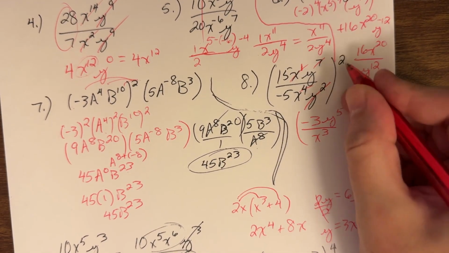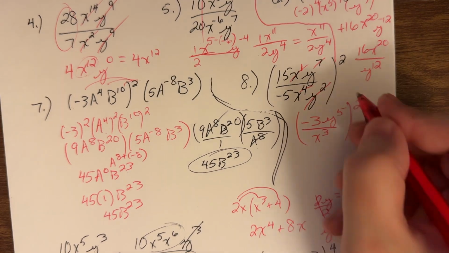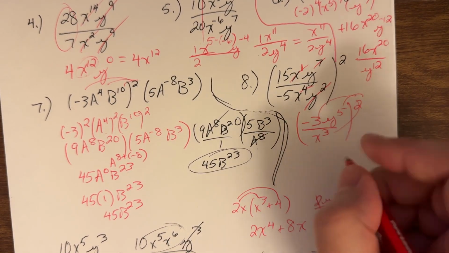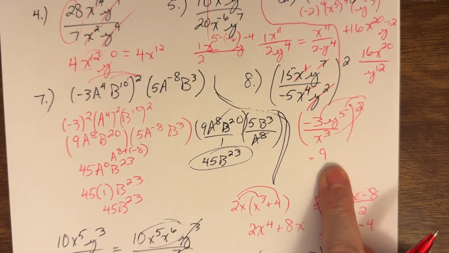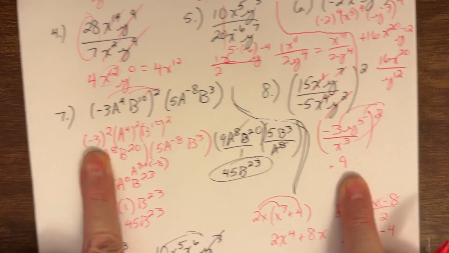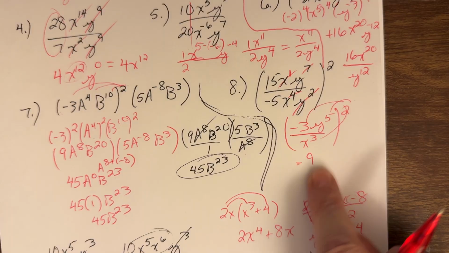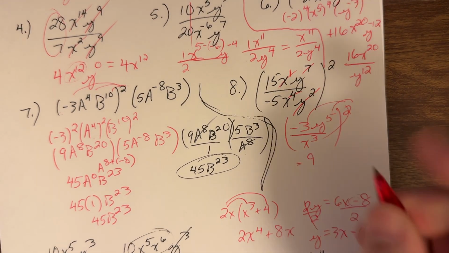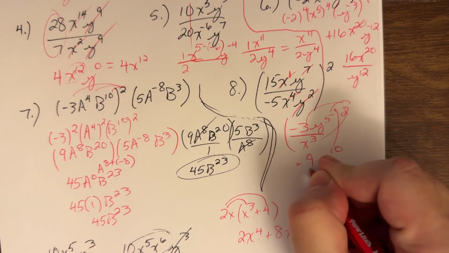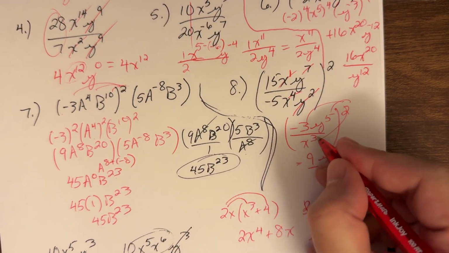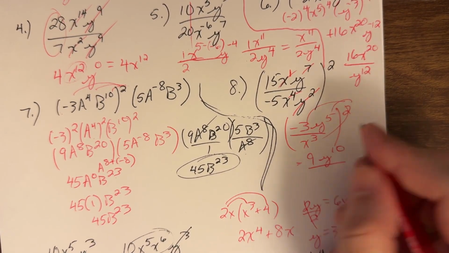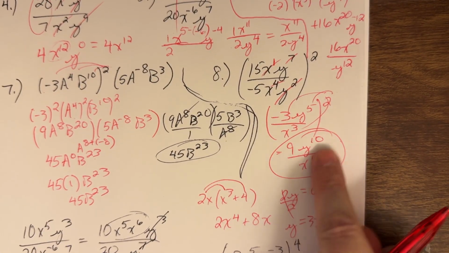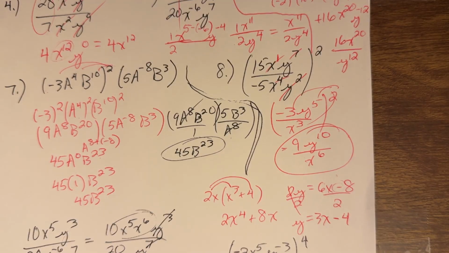All of this is still being squared, and now I'll distribute that exponent. Minus 3 squared. Just running a little short on room, but we did that exact same thing here. That's a positive 9. Y to the 5th squared becomes y to the 5 times 2, y to the 10th. X cubed squared, x to the 3 times 2, x to the 6. 9y to the 10 over x to the 6th.